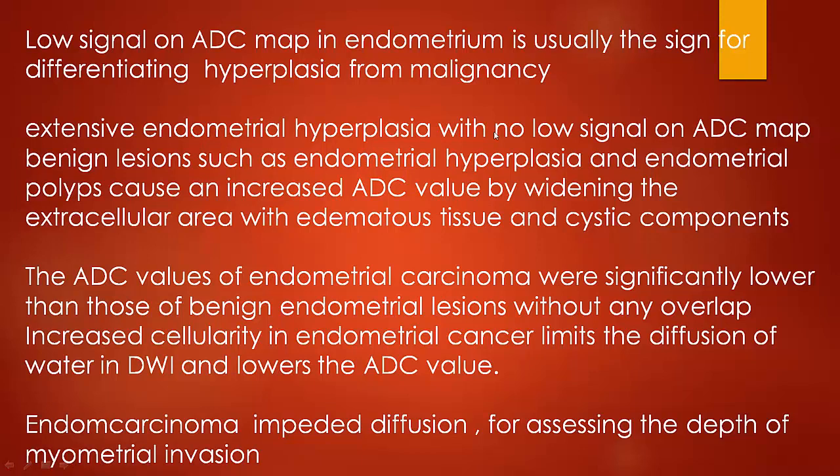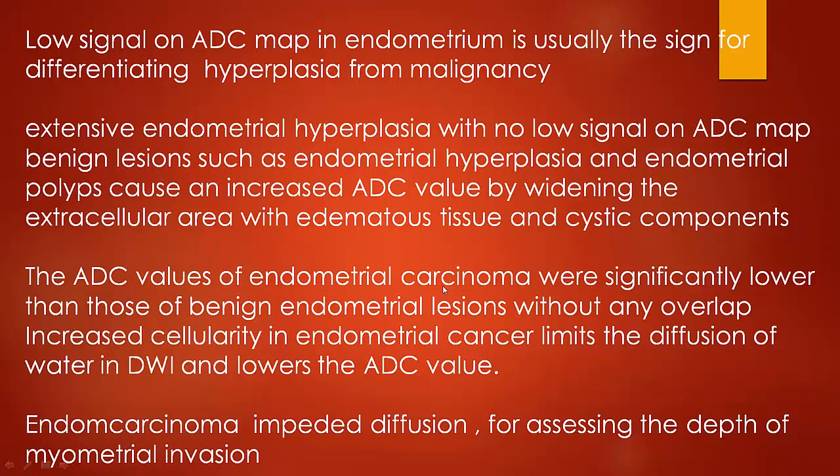Extensive endometrial hyperplasia shows no low signal on ADC map. Benign lesions such as endometrial hyperplasia and endometrial polyp could increase ADC value by widening of extracellular fluid with edematous tissue and cystic component. So benign lesions show no low signal, no dark, on ADC map.